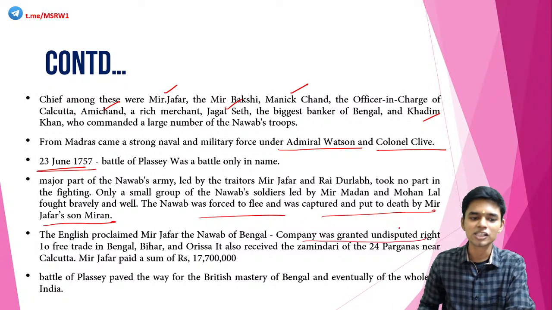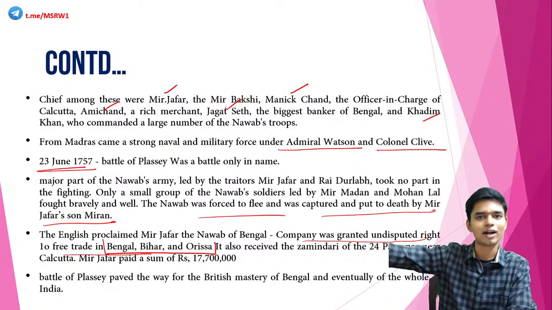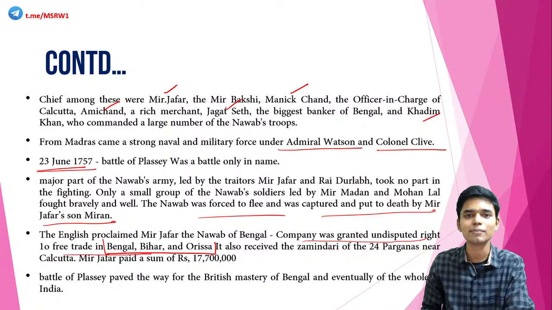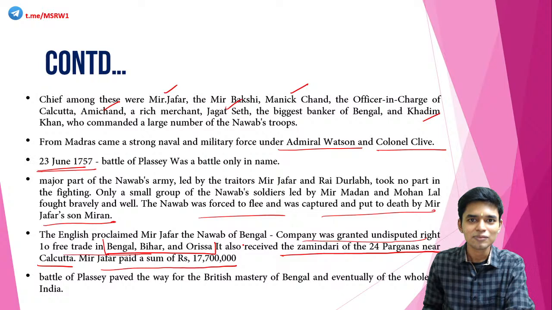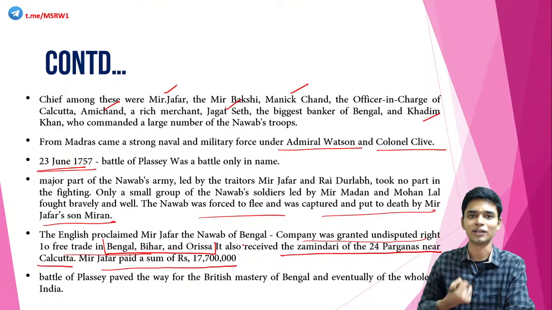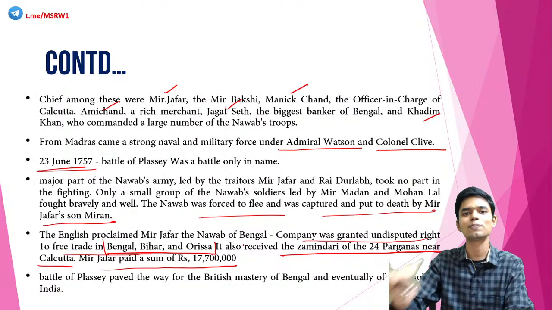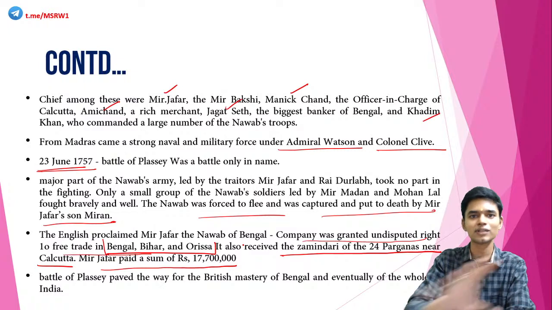The company was granted undisputed rights for free trade in Bengal, Bihar and Orissa, very rich areas of India. They were given unrestricted trade access to these three provinces by Mir Jafar. The company received the zamindari of 24 Parganas near Calcutta, another very productive area. Also, Mir Jafar paid a sum of 17.7 million rupees to the company. So see what's happening. In return for meddling in Indian affairs, the British are getting all the revenue. This is just like France in Carnatic. The British played the same card in Bengal and got all these profits. So the real winner here is Britain, none of the Indian forces.